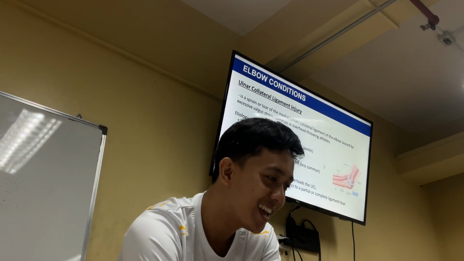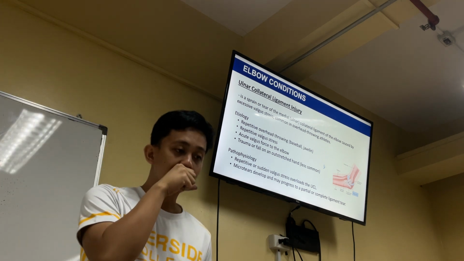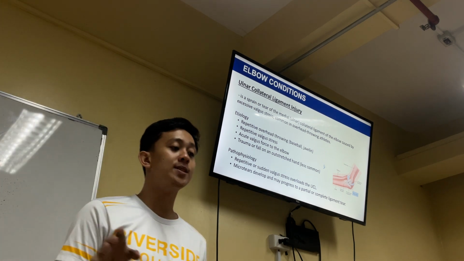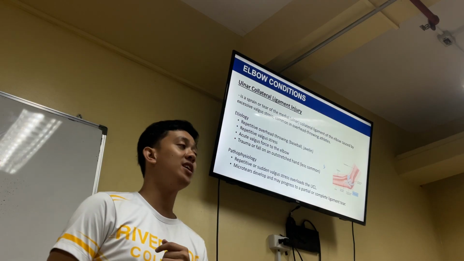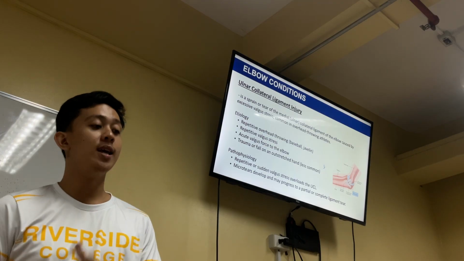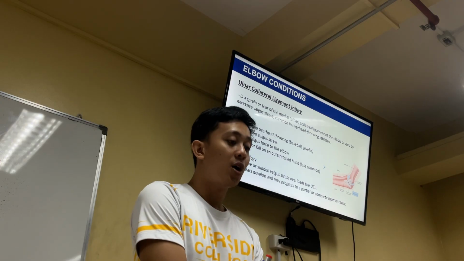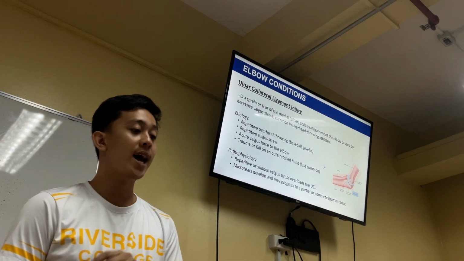Another condition is your ulnar collateral ligament injury. I think for this one you can do differential diagnosis with medial epicondyle. With ulnar collateral ligament injury, this is a sprain or tear specifically of your medial collateral ligament, or ulnar collateral ligament, same thing. It may be caused by excessive valgus stress or is common in overhead throwing activities.